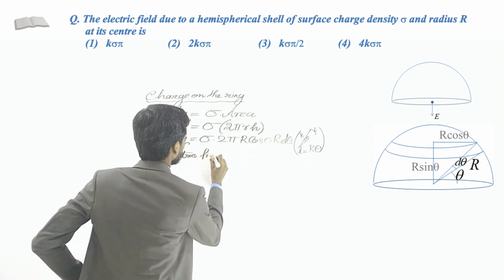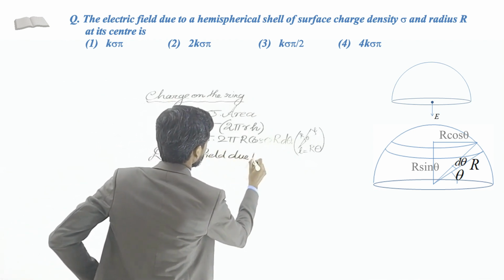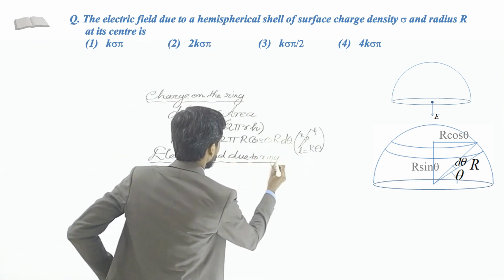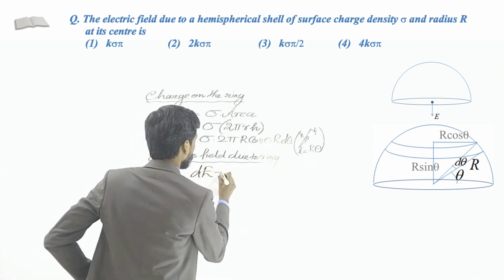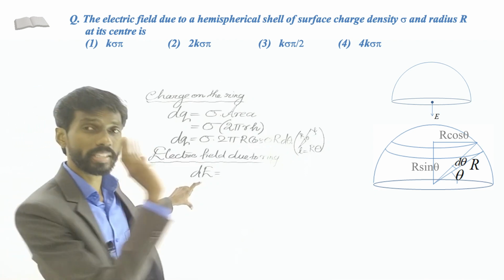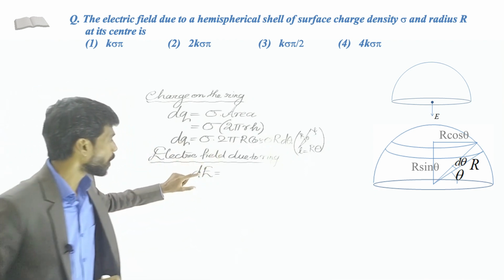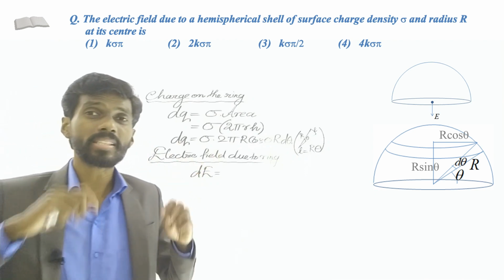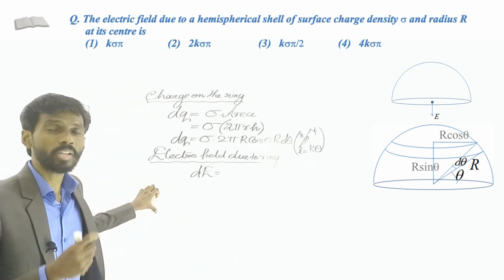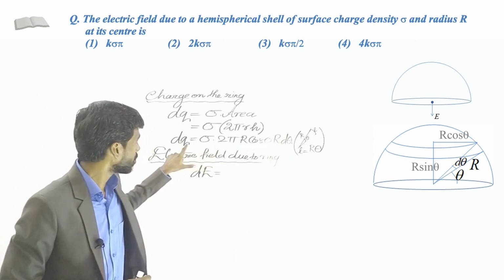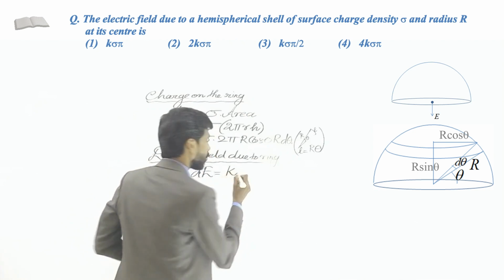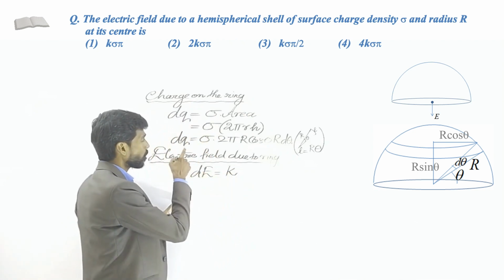So the electric field due to the ring, that is denoted by this dE, okay, because it is only due to that small portion, the ring. So to find E, that is the electric field due to the entire surface, you have to do the integration. What is the formula for the electric field due to a ring? That is kqx divided by x squared plus r squared to the power 3 by 2. Alright, but the q here is the charge on the ring, so that is dq.